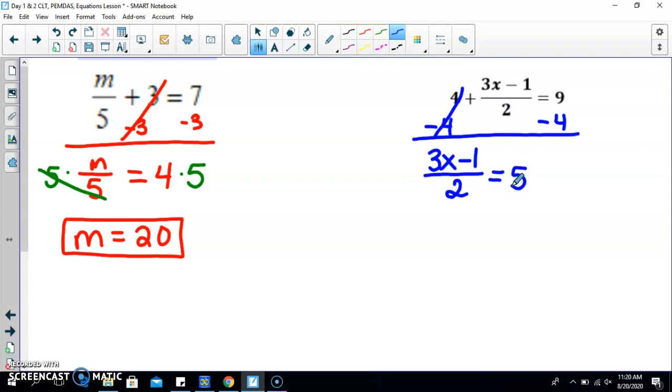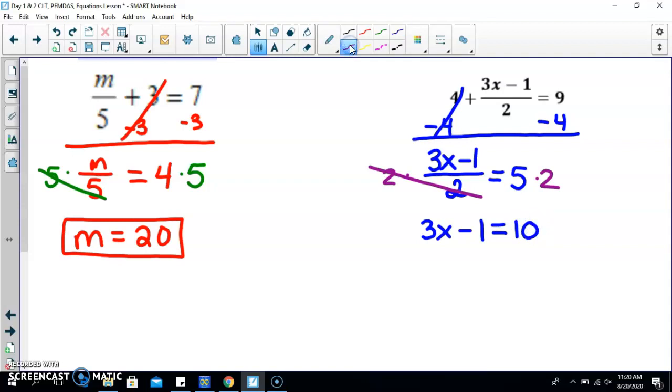Now, this one's different from the one we just did. 3x minus 1, all of that is in the numerator. So I can't get rid of anything until I get rid of the denominator first, which is being divided by 2. Remember, the opposite of division is multiplication, so I'm going to multiply both sides by 2. 2 on top and 2 on bottom cancels out, and that would leave me with 3x minus 1 is equal to 10.